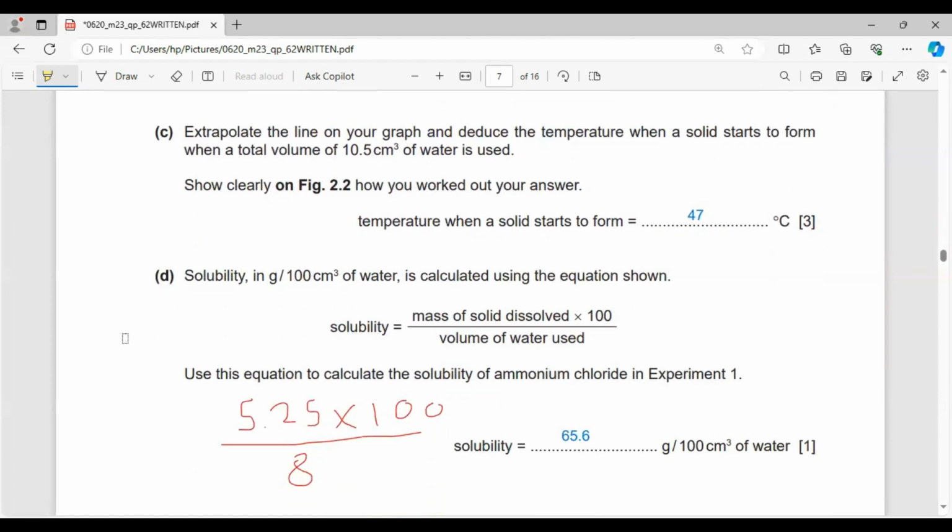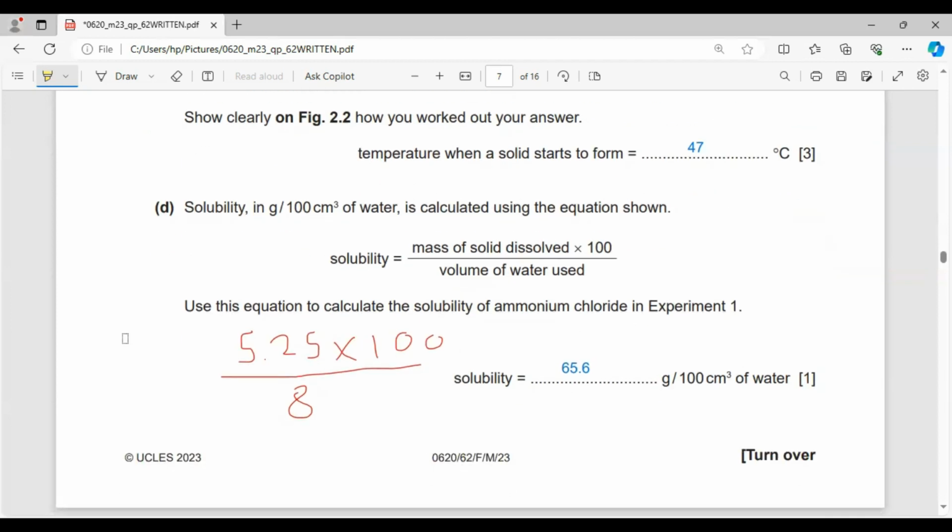Solubility in gram per 100 centimeter cube of water is calculated using the equation shown. Solubility is equal to mass of solid dissolved multiplied by 100 divided by volume of water used. Use this equation to calculate the solubility of ammonium chloride in experiment 1. Now, the mass of ammonium chloride remains the same, which is 5.25, multiplied by 100, and the volume of water used in experiment 1 is 8. After calculating, we get 65.6 gram per 100 centimeter cube of water.